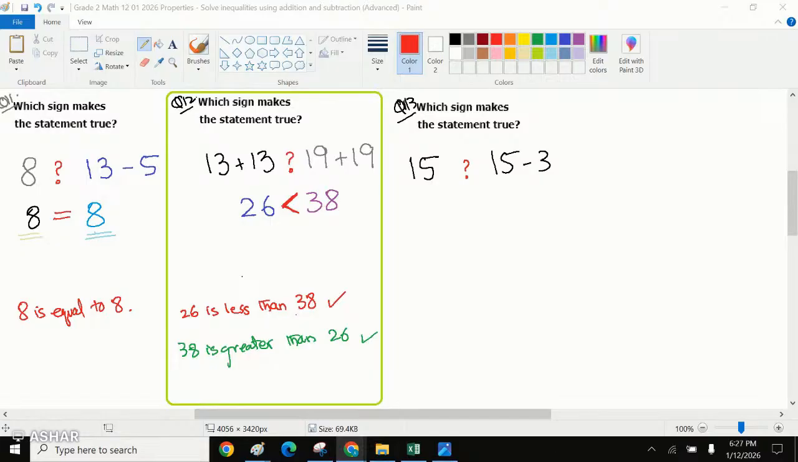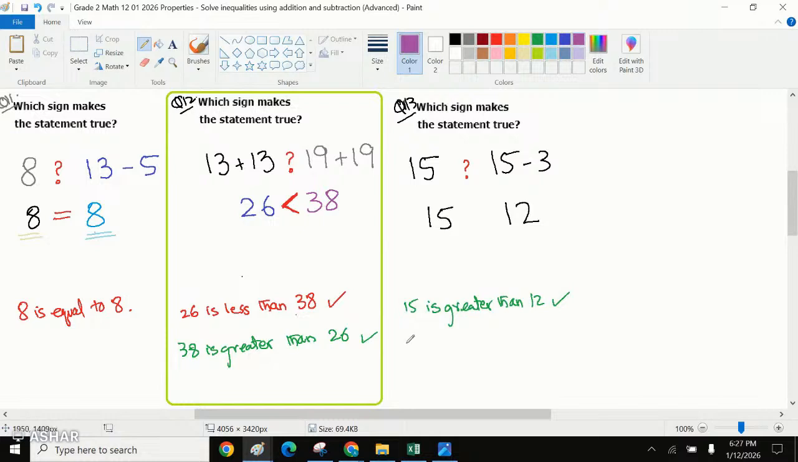Yes, we know that 15 minus 3 will be equal to 12, right? So 15 minus 3 can be written as 12. On this side, it was 15. So which number is bigger? 15 is bigger or 12 is bigger? Yes, May. Thank you. So can we say that 15 is greater than 12? Right? 15 is bigger than 12, right? Do we agree on this?